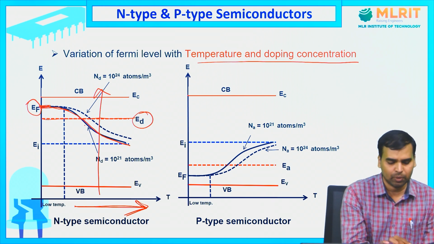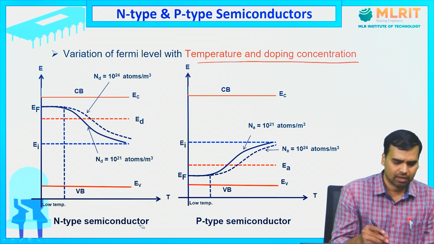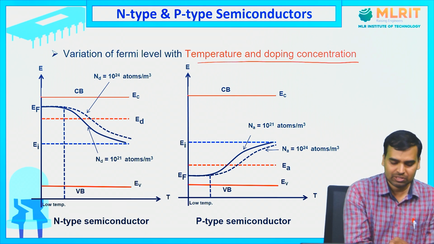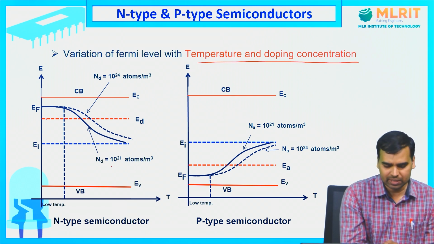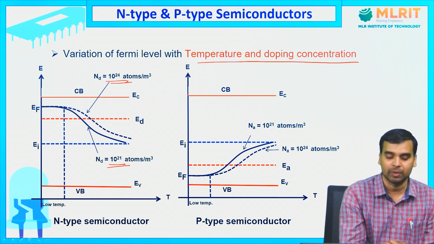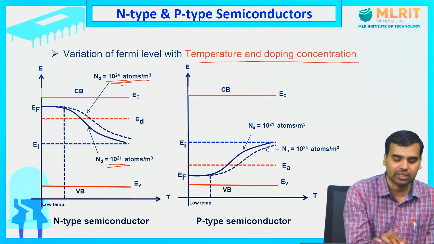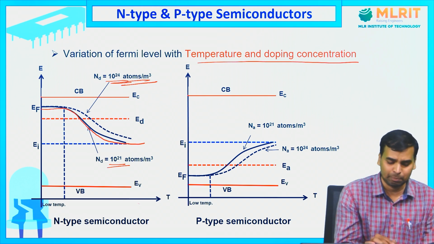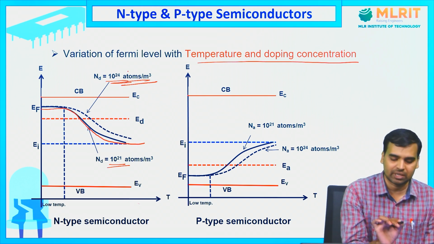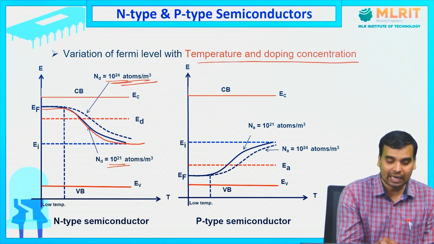Here you can see both variations. The dotted line is also there, and both curves represent doping concentration. It is about 10 power 21 and about 10 power 24 atoms per meter cube. Like that, with increase in temperature or with increase in doping concentration, the Fermi level decreases, and at high temperature or at high doping concentration, the Fermi level gets equal to the intrinsic Fermi level. This is the variation of the Fermi level in an n-type semiconductor.